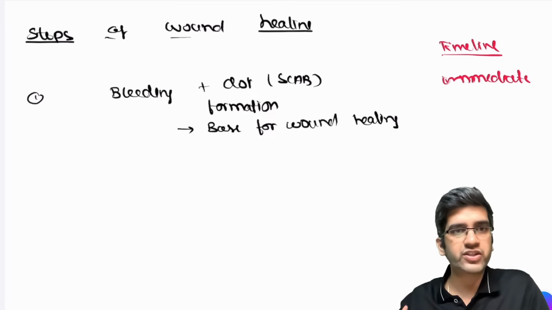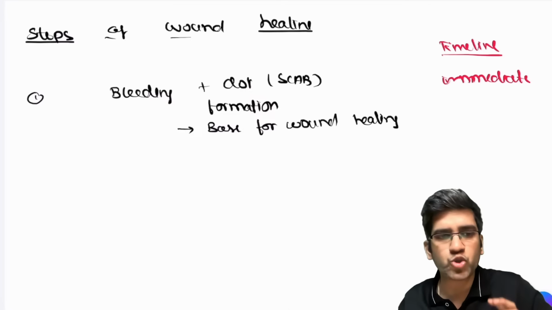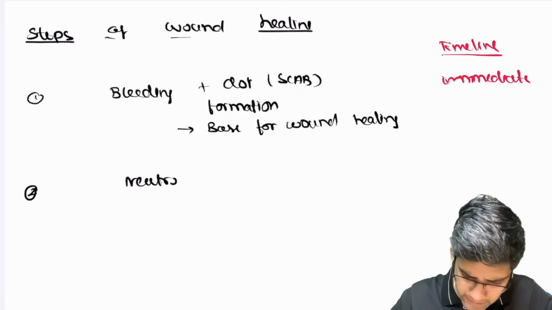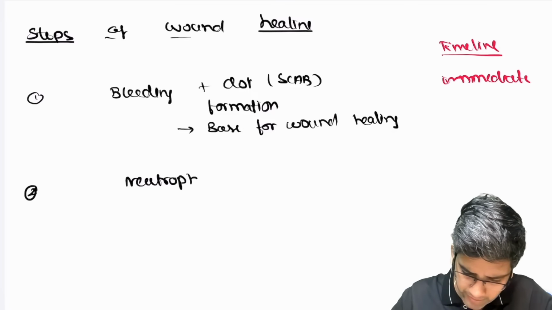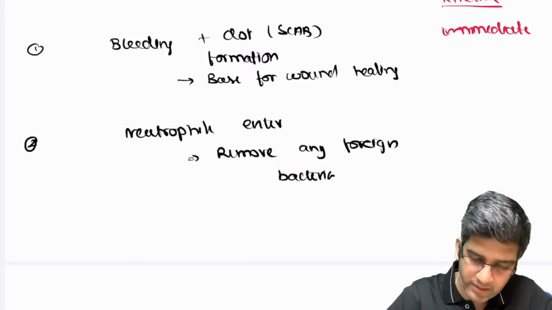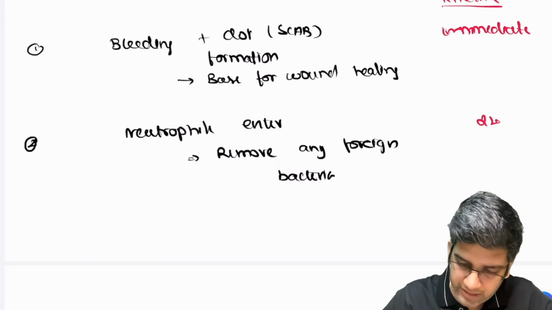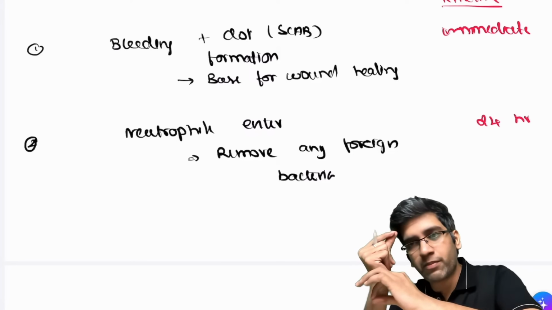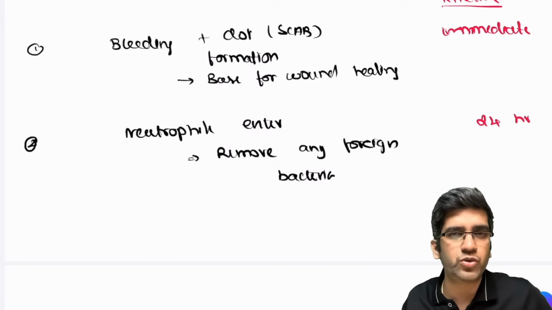Fine. So first is bleeding and scab formation, which is almost always immediate, right? Second is neutrophils entering the space. Neutrophils enter, and the goal of the neutrophil is to remove any foreign bacteria, any foreign organism which is there at the site of the wound. They will be there for 24 hours. Like usual, within 24 hours, the neutrophil should do its job and get out of the place. That's the purpose of neutrophils, right?